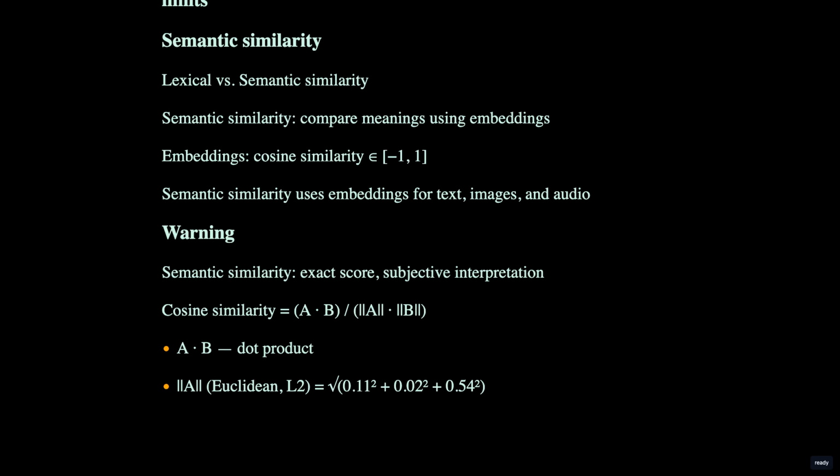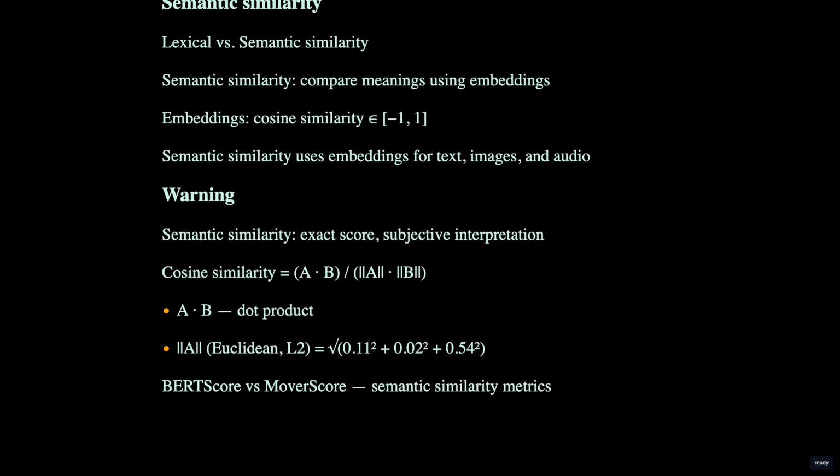Both are metrics for semantic textual similarity that compare text meaning using embeddings instead of exact word matches. BERTScore generates embeddings with BERT and compares token-level similarity. MoverScore combines multiple embedding methods to capture complementary semantic signals across words and phrases.